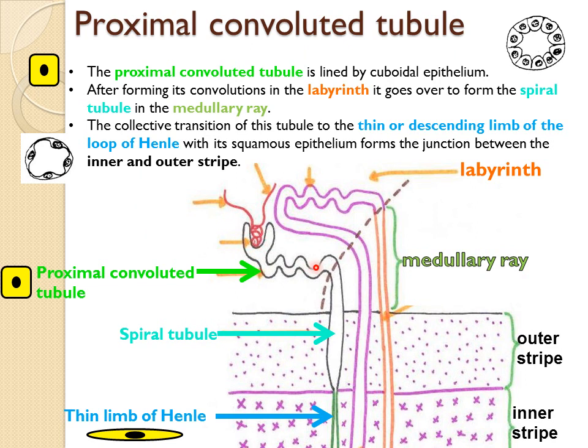So there, the proximal convoluted tubule. The spiral tubule is that part in the medullary ray and the outer stripe. So the transition of the spiral tubule to the thin limb or the descending limb of Henle then gives the definition that you see between the outer stripe and the inner stripe of the medulla.